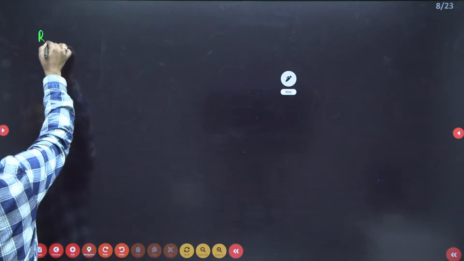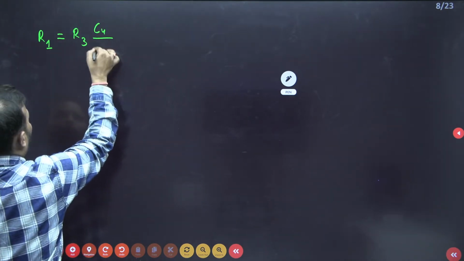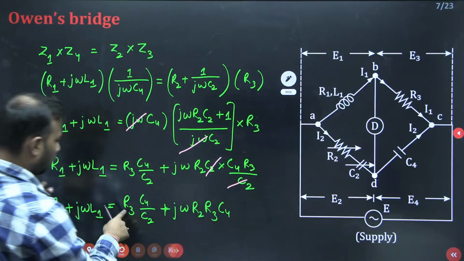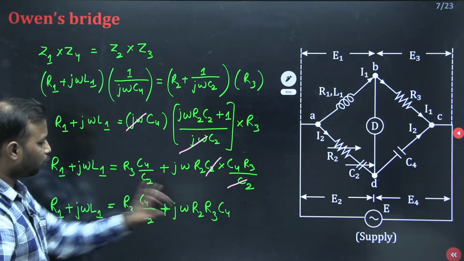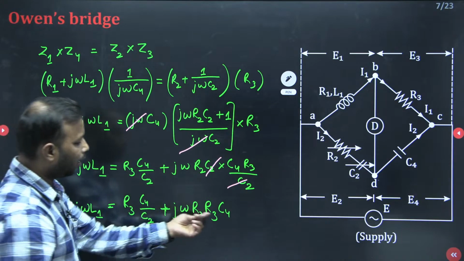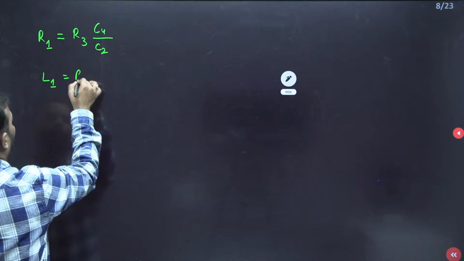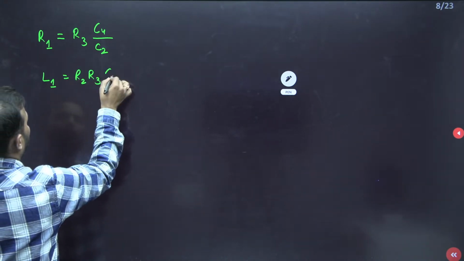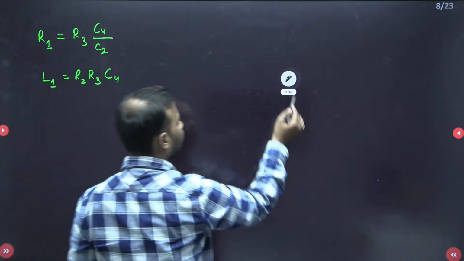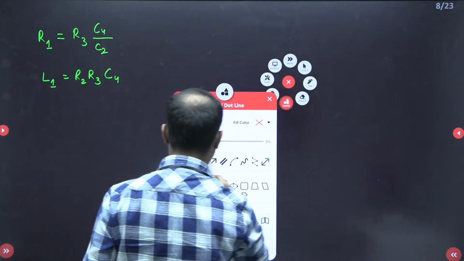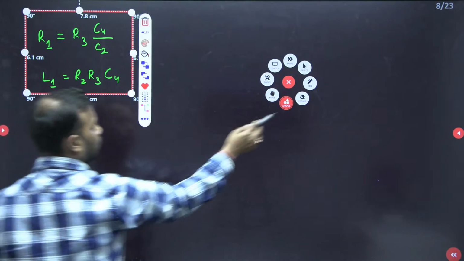R1 will be equal to R3 C4 by C2. Let us check. R3 C4 by C2, and the imaginary part j omega will be cancelled out. L1 equals R2 R3 C4. So this is one more formula to calculate the unknown parameter from the Owens bridge.